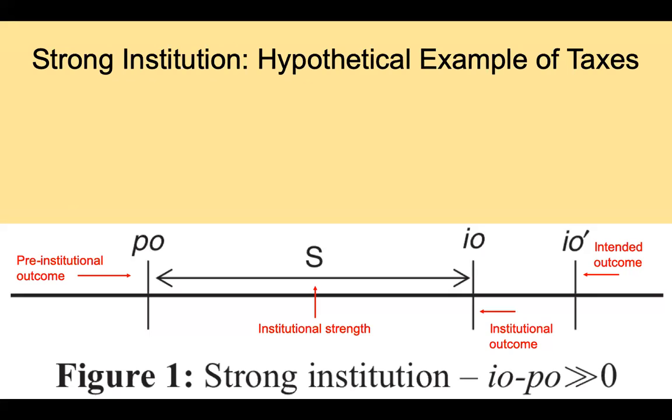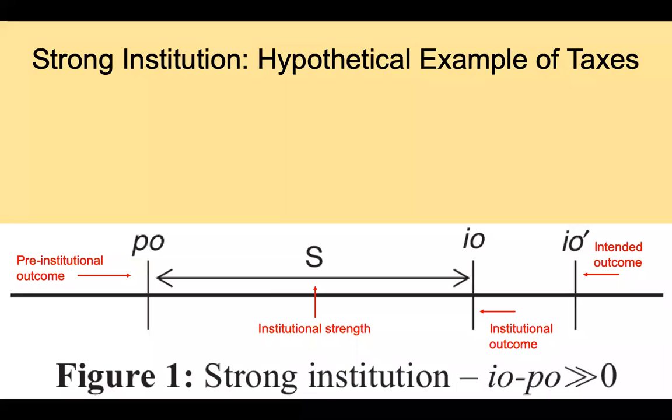Taxes are a very common institution. In fact, we tend to take it for granted because we forget that it's a humanly devised constraint, a rule that was created in a human community so that everyone in that community would change their behavior and expectations. Let's talk about how a strong tax regime would work, or what that might look like, hypothetically speaking.